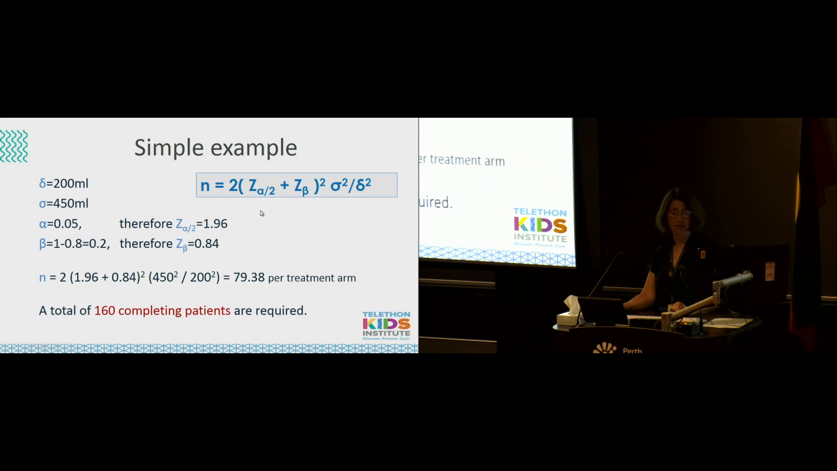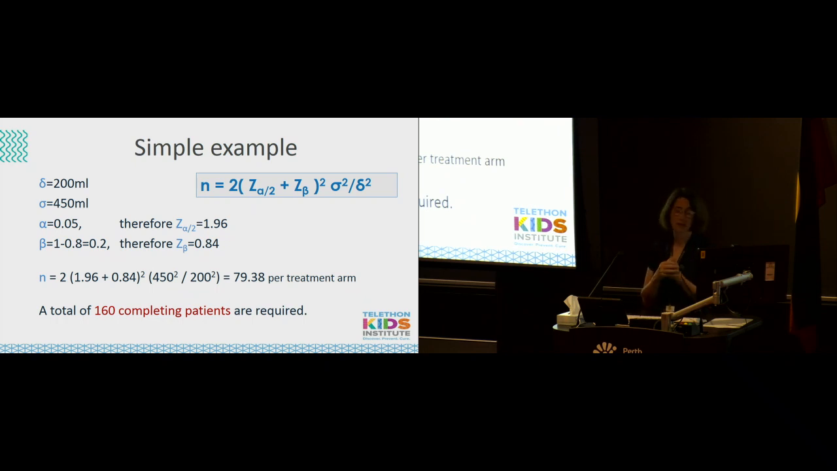The formula is given in the top right here, specifying all of those values, and that's for your classic 5% at 80% power. Substituting those values into the formula, we get 79.38 per treatment arm. However, it's really difficult to only recruit 0.38 of an individual, so we tend to take the whole person. So always round up. If you round down, you might be just on that border, so always go up.